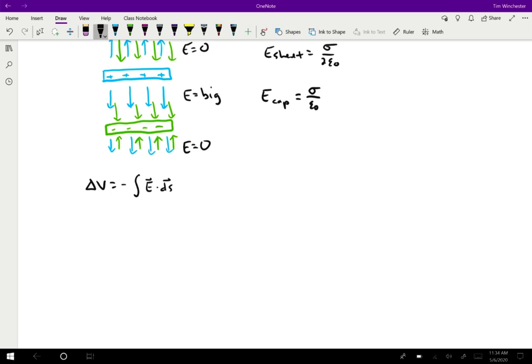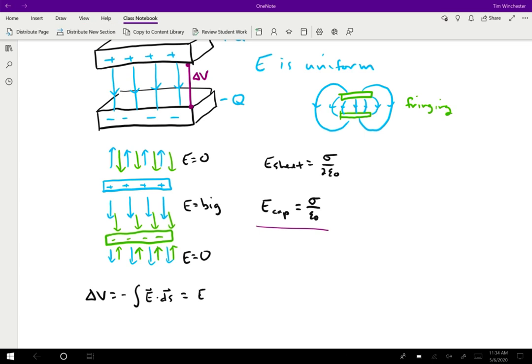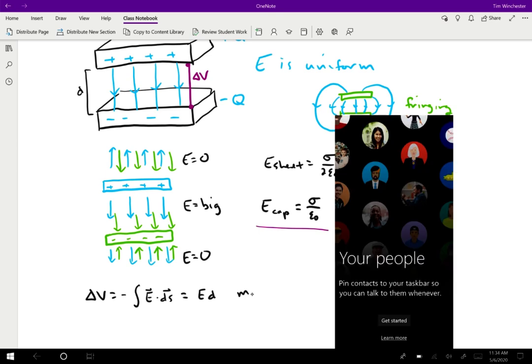But notice that the electric field is constant. And it's not only constant, we have a magnitude for it, sigma over epsilon naught. And the path that we're following is parallel to the electric field. I've drawn a path from one plate to the other, which goes with the electric field. So that's basically just going to be E times the distance between the plates. This distance is D. Again, I'm ignoring the minus sign because I'm only interested in the magnitudes.